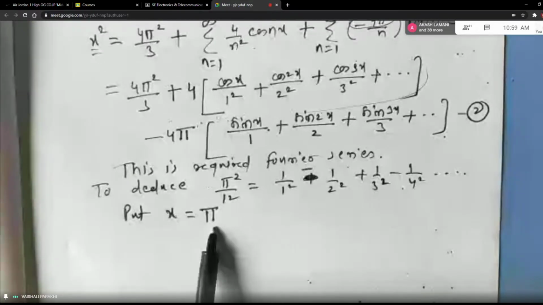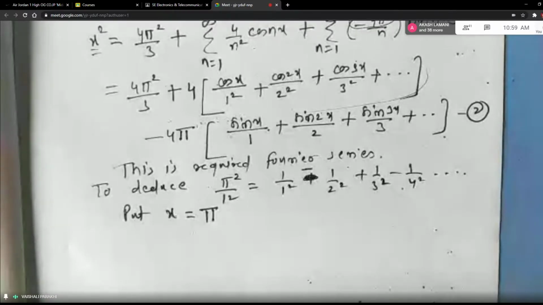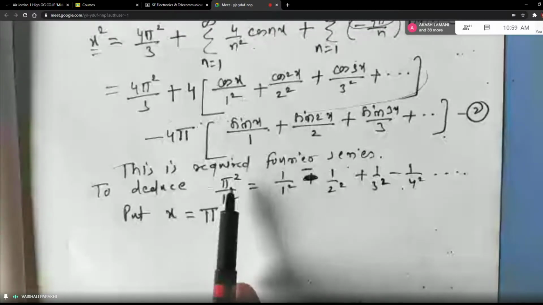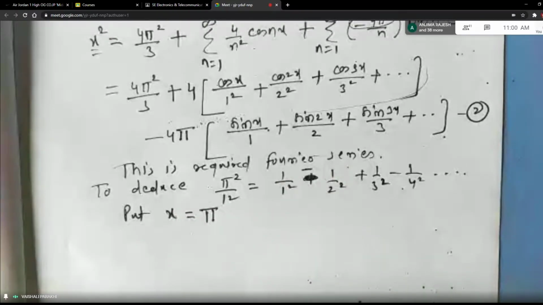All of you understood why we are not putting 0. If you put 0, then you will get the same series, but all terms will become positive, which we don't want. Okay, and left hand side also will change. And always, suppose you feel x equal to 0 will do, put x equal to 0 on both sides and see what you get. Correct? If not, then try with pi.